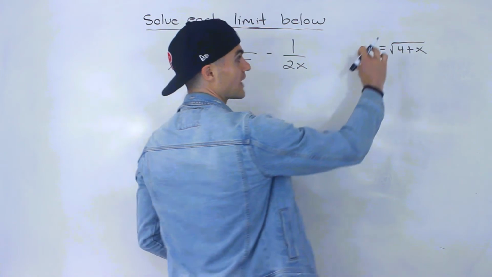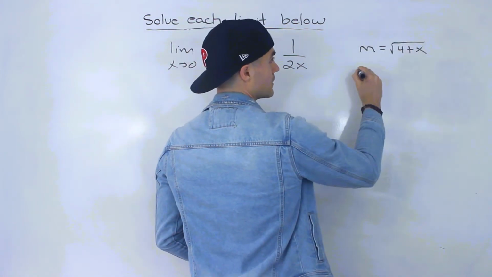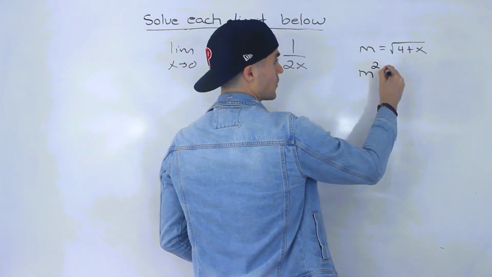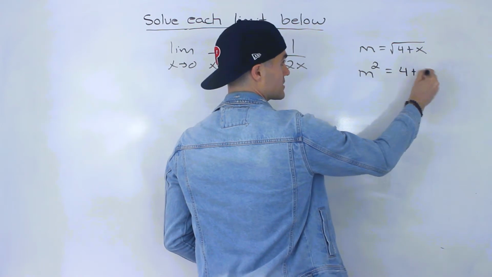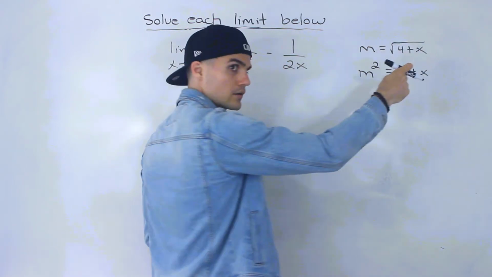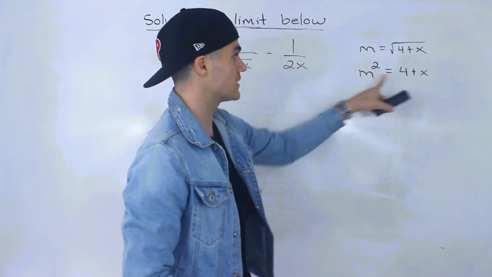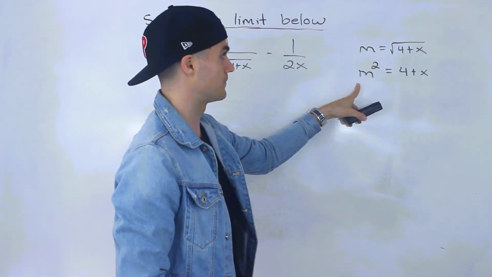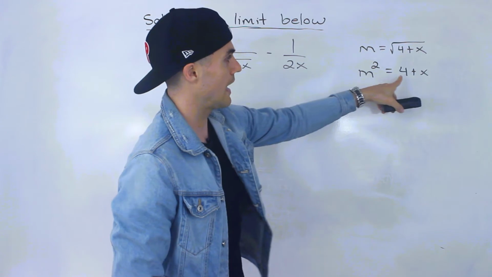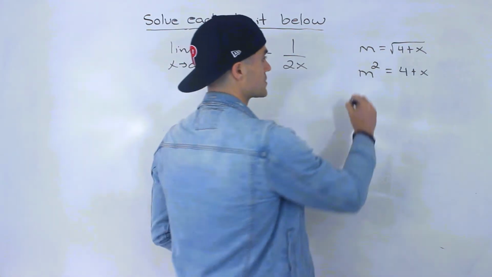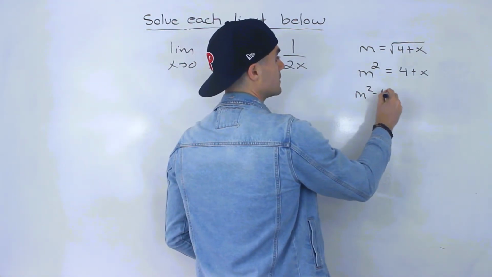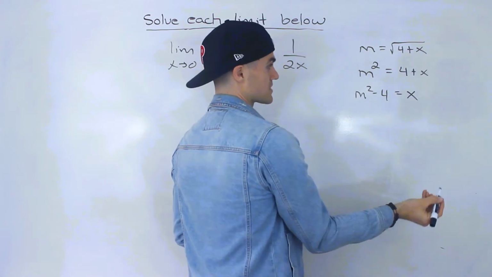So what we can do is square both sides. When we do that, we'd end up with m squared equals 4 plus x, right? The square root of something squared is just whatever's under that square root. And what we do to the right side, we've got to do to the left side as well. So this and this are the same, and then we just bring the 4 over. So we'll have m squared minus 4 equals x.